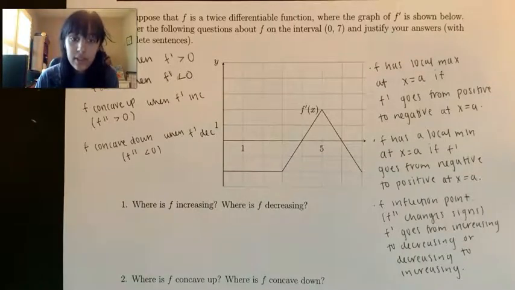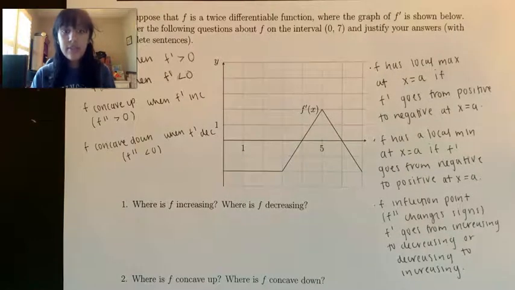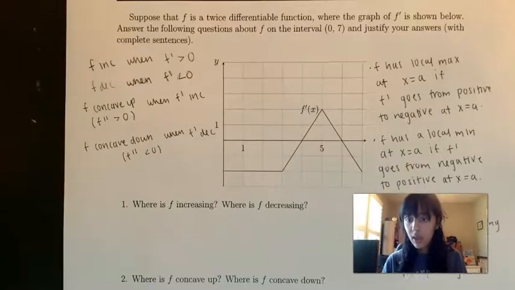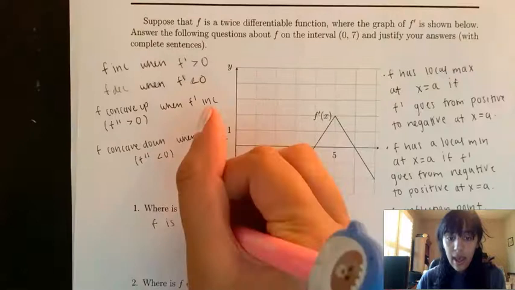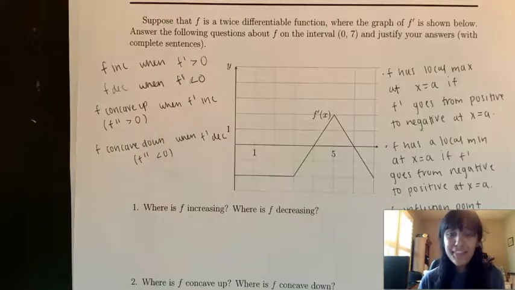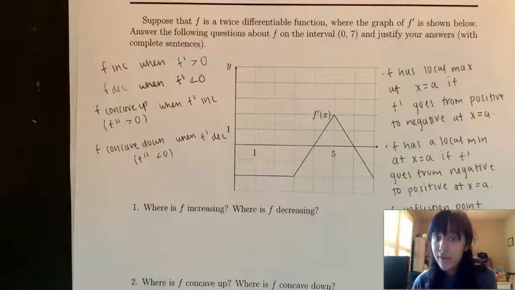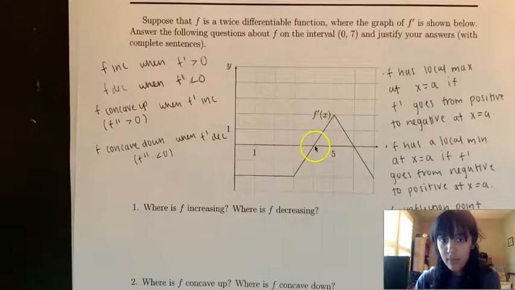So the first question is asking, where is f increasing and where is f decreasing? When we're looking at that, f is going to be increasing whenever f prime is greater than 0. So we would go to the graph and look wherever f prime is greater than 0. It's greater than 0 from x equals 4 to x equals 6. So the interval is going to be 4 to 6.